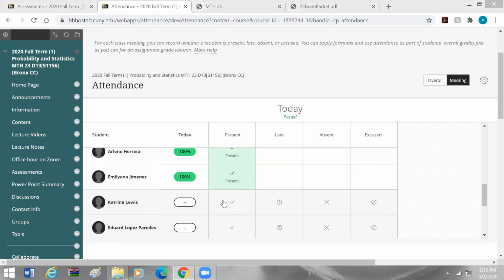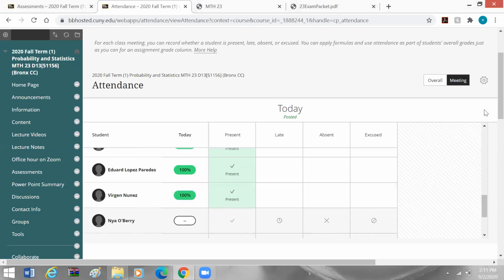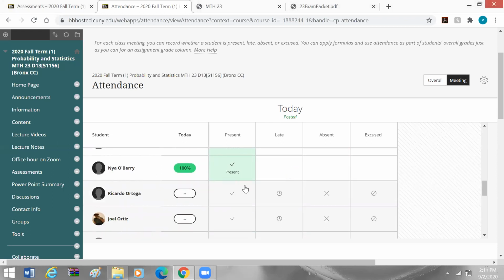Katrina Lewis. Okay. If you cannot speak up, just type in. I would greatly appreciate it because I saw you here for sure, but I just want to make sure that I don't miss anybody. Okay, so that person's here. I'm going to mark present for sure. And Virgin. Okay, so that person's here. Nia. Barry. I saw that person's here. Ricardo. Yes, I'm here. Yeah, I got you. So I saw people on this. There were people using iPhone. I couldn't see them. And if I miss your name, let me know.